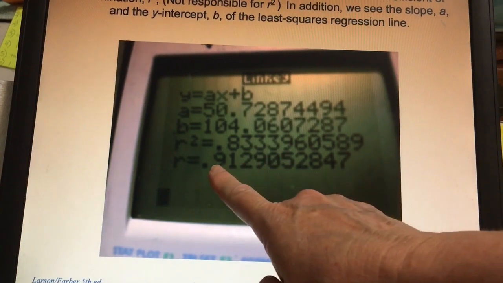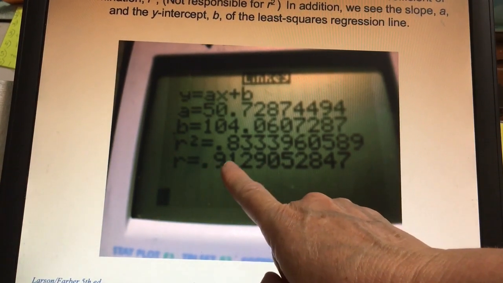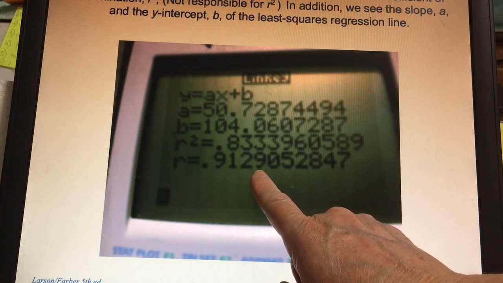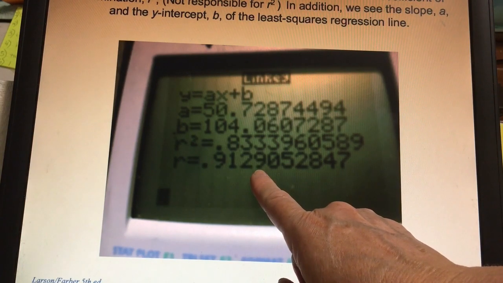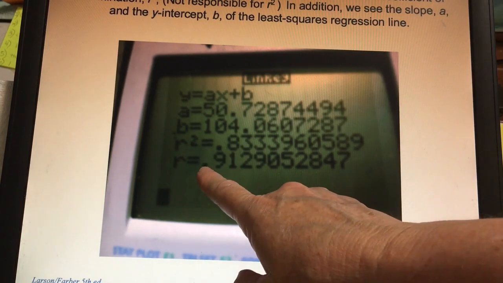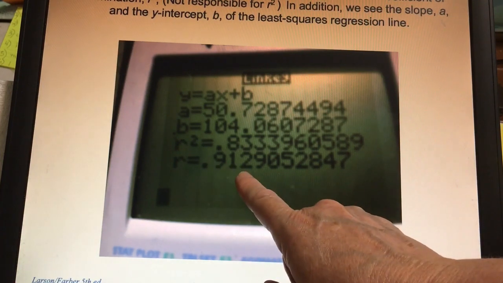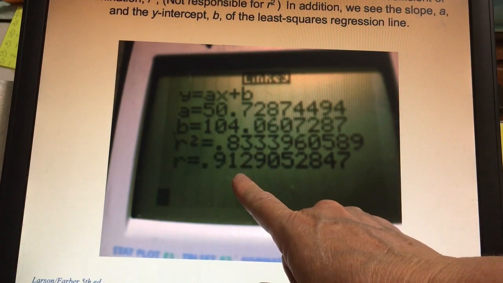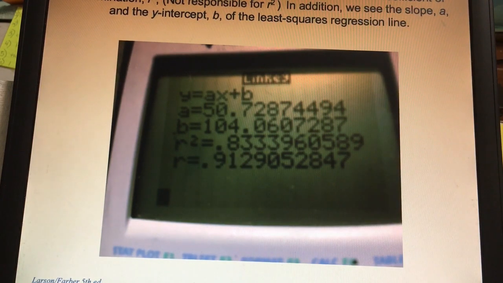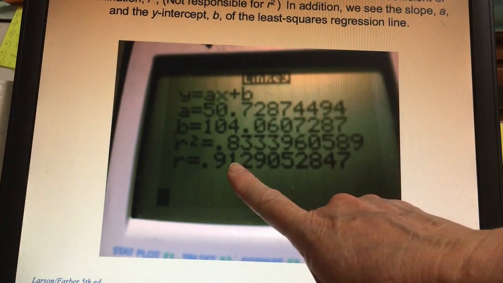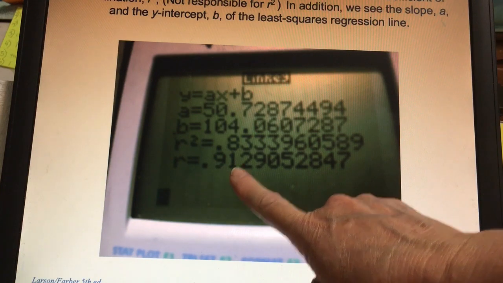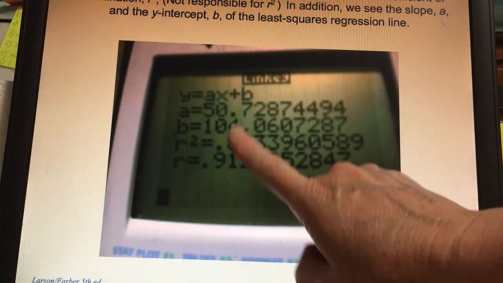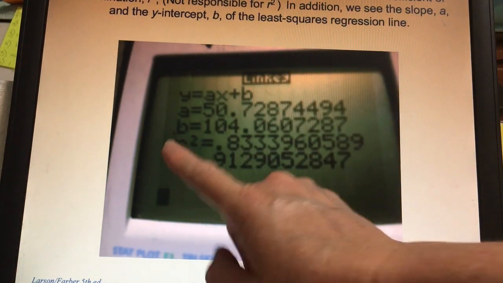Notice we've got the R, 0.9129, which was the same R we got before. Now, they rounded it to 0.913 when we calculated it out. And there it is on your calculator screen, 0.913.